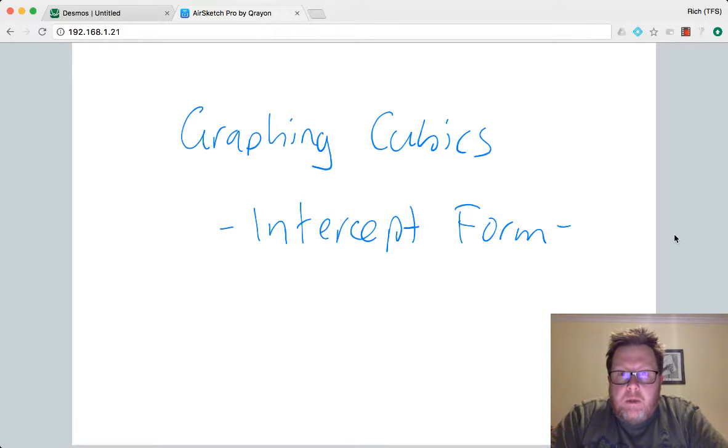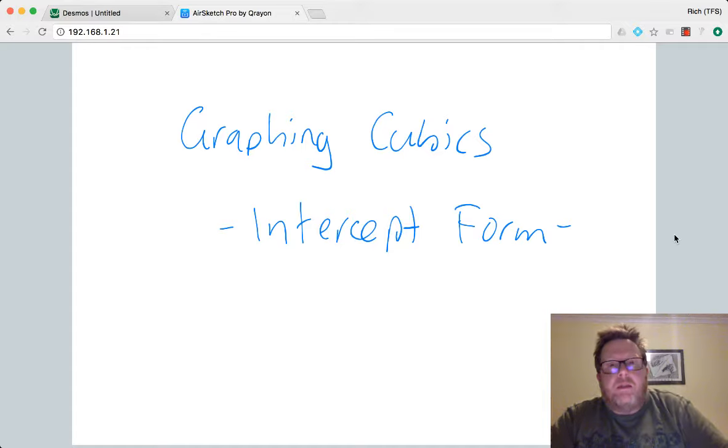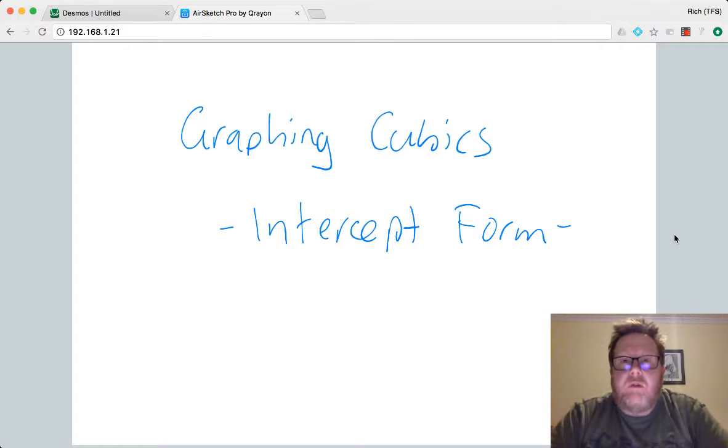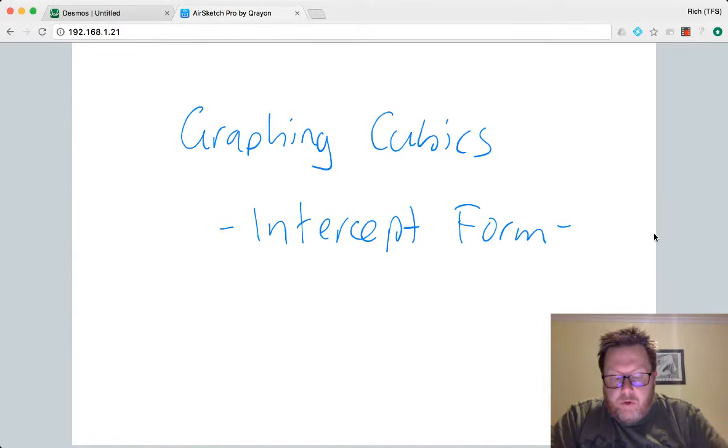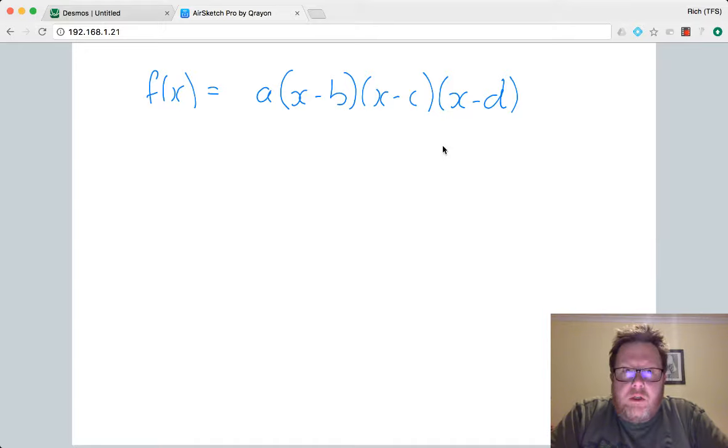Hi everyone. In the previous video, we had a look at graphing cubics that had been transformed from the base function to a transformed state. In this video, we are going to have a look at graphing a cubic which has been written in intercept form. So, without further ado, let's have a look at the general shape of that.